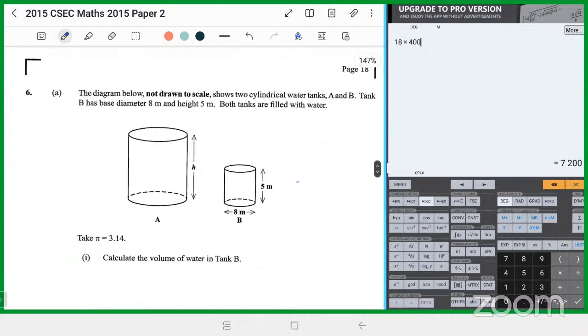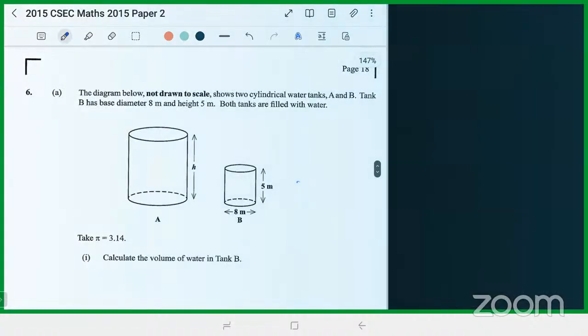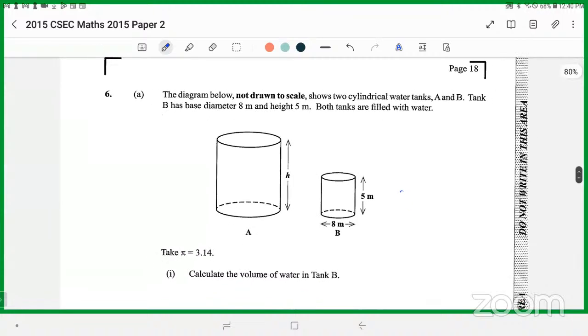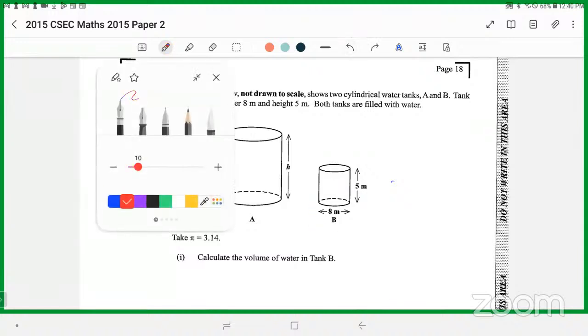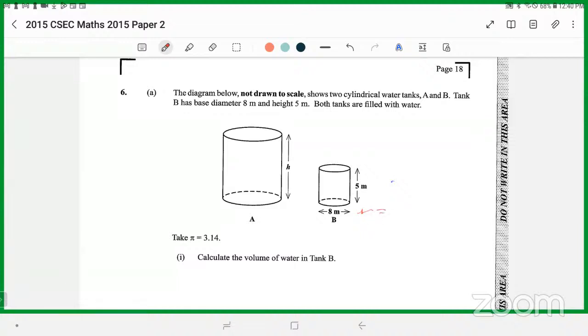All right, this looks like a solid geometry. Measurements. It says the diagram below, not drawn to scale, shows two cylindrical water tanks, A and B. Tank B has a base diameter of 8. We're not going to work with diameter, I'm going to go straight to the radius. For this one, R equals 4. The radius of the small one is 4 meters.